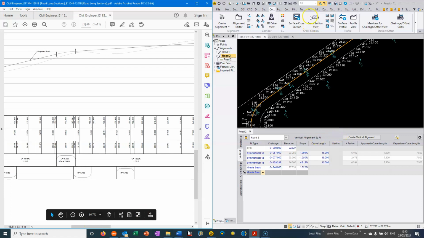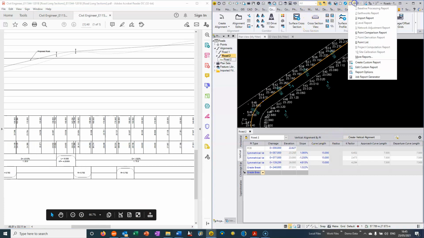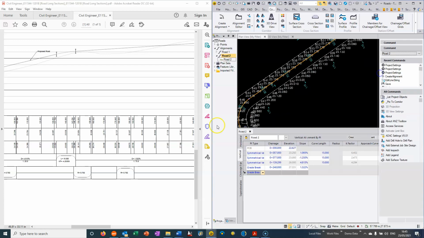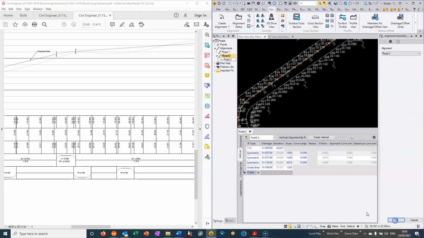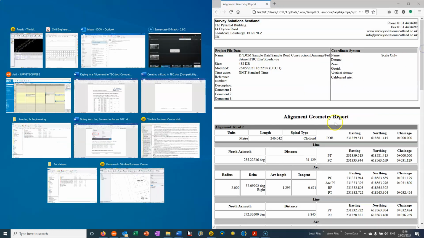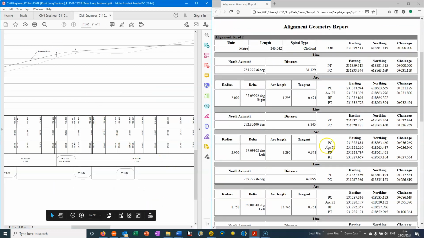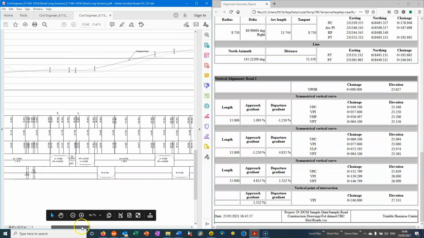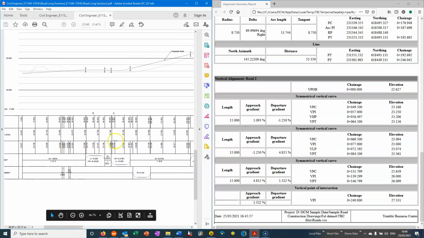What we'd also like to do is go up to the top here and do more reports, go into the reports option, more reports, alignment geometry report. That will generate a nice report, which we can see here at the right hand side of the screen. And then what we can now do is check the detailed horizontal alignment and vertical alignment levels. So the ones I want to check are the start and end of curves and also the high points, which are all given in the drawing.